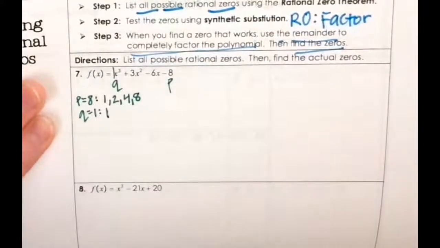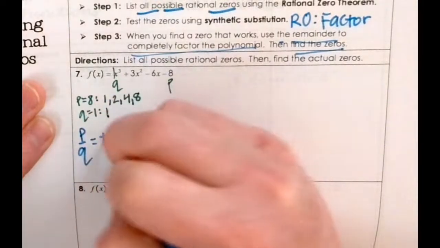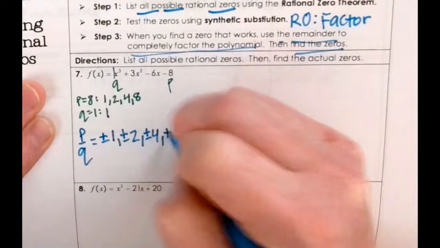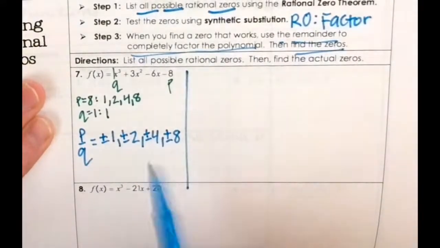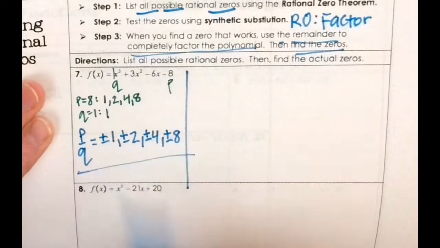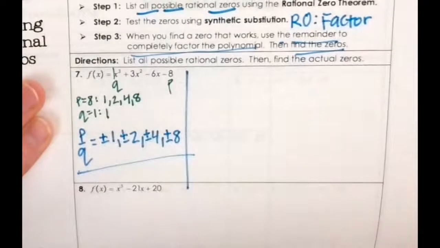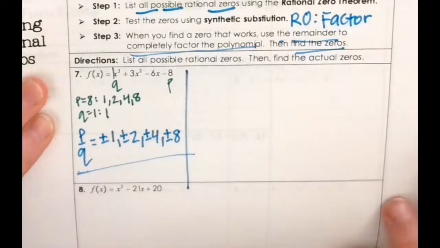So my possible rational zeros, P over Q, is just going to be plus minus 1, plus minus 2, plus minus 4, plus minus 8. Okay? Those are my possibilities. So what I have to do from here is pick one of these, plug it in, see what remainder I get, and if it's 0, then I'm going to factor it and find the zeros. This is a super long section, but stay with me, okay?